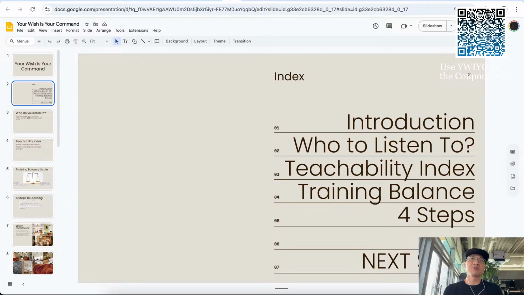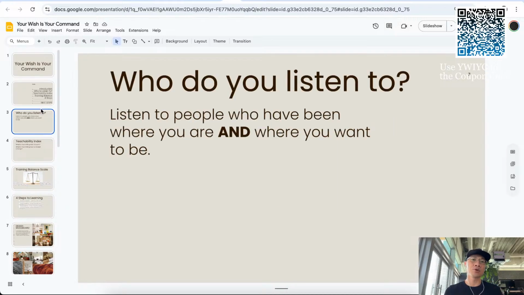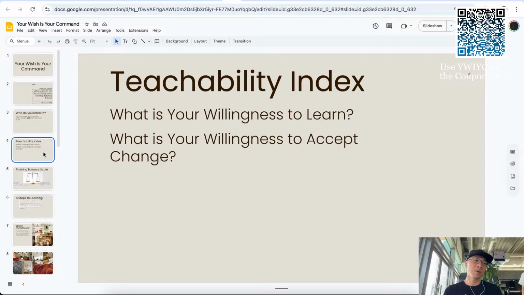You got to get yourself some more crystals, do another reading, print another astrological chart, do some more affirmations, visualize, visualize, visualize. Those are all good things. But if you're not really putting the pieces together, who are you really listening to? Are you listening to people who have been where you are and where you want to be? How teachable are you? What is your willingness to learn? And what is your willingness to accept change?